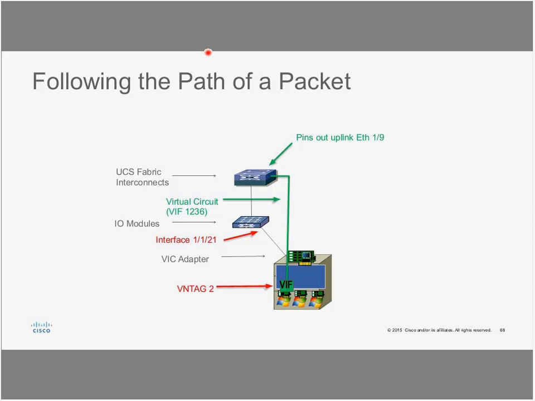What does that look like? Okay, let's put it together. We have our virtual circuit 1236. We know that that virtual circuit is pinned out of the border port Ethernet 1/9. Now, from this previous syntax, we know that the virtual interface is using ETH1/1/21 as its HIFs. HIFs being the traces between the I/O modules and the CNA, your data.